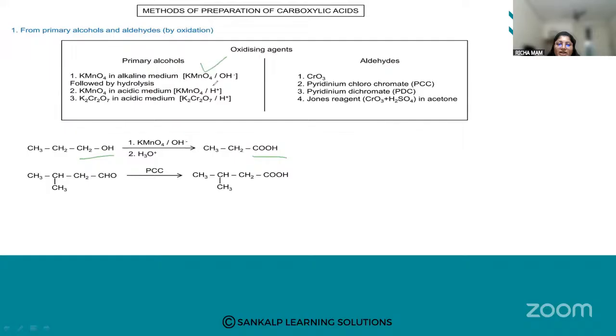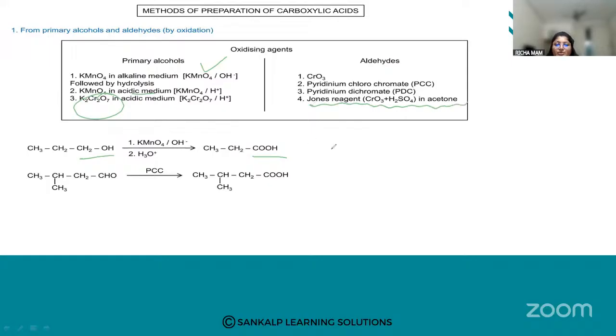We can use potassium permanganate. Potassium permanganate, we can use it in neutral medium, in acidic medium, or in basic medium. Or you can also use potassium dichromate in the presence of sulfuric acid, or you can use chromic acid in the presence of H2SO4, which is called the Jones reagent.